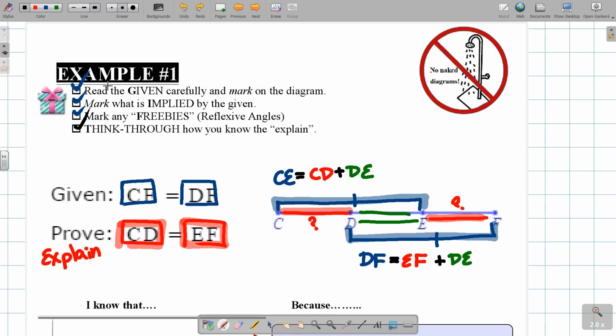Okay, welcome back. Remember, no naked diagrams. We know that the blue segments are made up of the red and green. And notice the red and green, they actually share the exact same green. If we take that away, we know the red's equal. So let's do this algebraically together, folks.